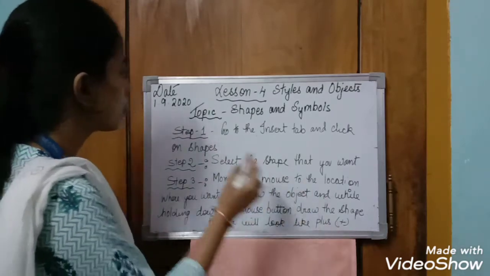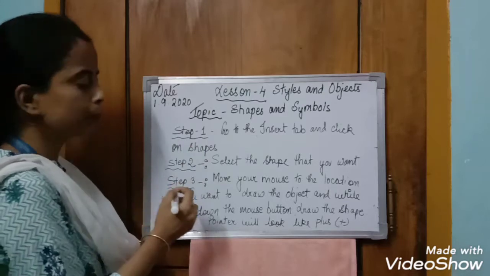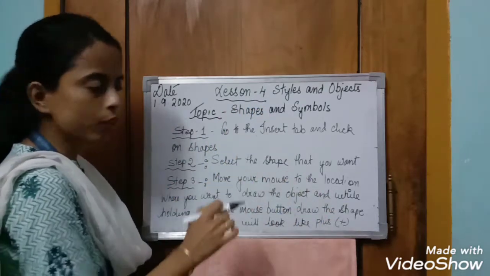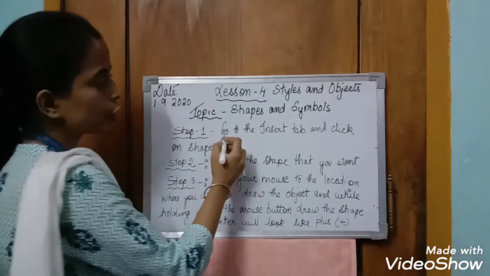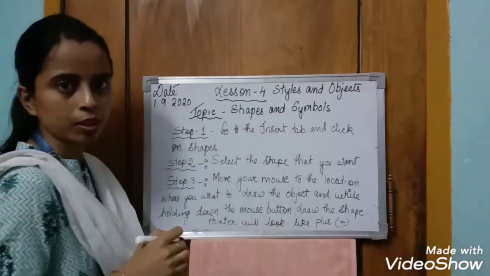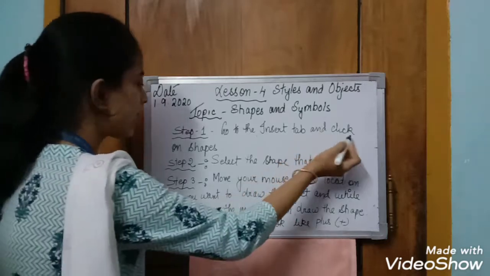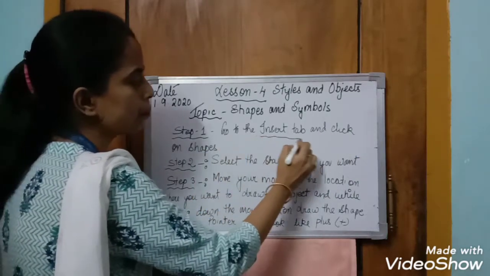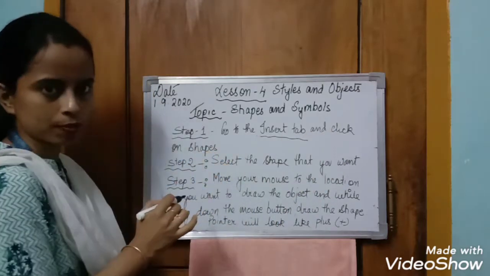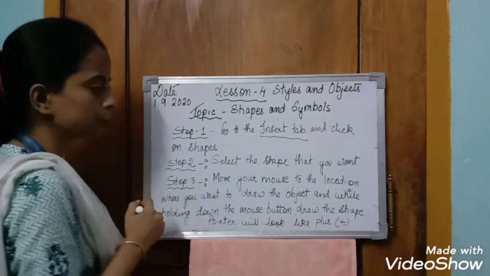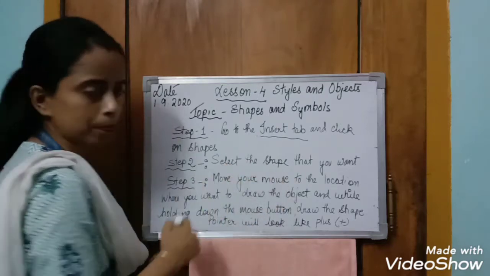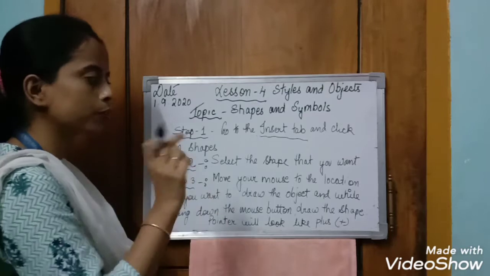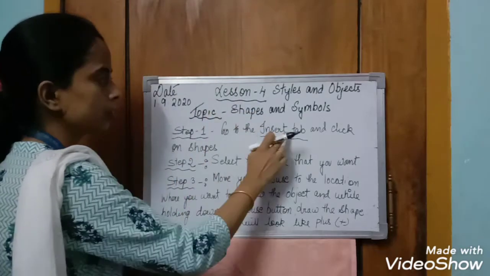Right? So, here you see step number 1. To insert a shape in Microsoft Word, step number 1 is go to the Insert tab, that is the Insert menu, and click on Shapes. Right. Step number 2, select the shape. Whatever shape you want to insert, you have to select that shape from the Insert tab.